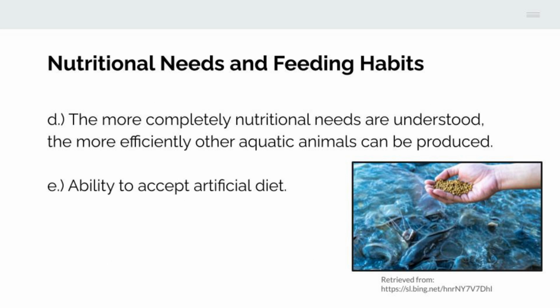Next, the more completely nutritional needs are understood, the more efficiently other aquatic animals can be produced. Better knowledge of nutrition leads to improved feed formulations, higher survival rates, and more sustainable aquaculture practices. Lastly, ability to accept an artificial diet. Species that readily consume formulated feeds are easier to manage in aquaculture settings, making production more predictable and cost-effective. By understanding and optimizing nutritional needs, we can enhance aquaculture efficiency and sustainability.